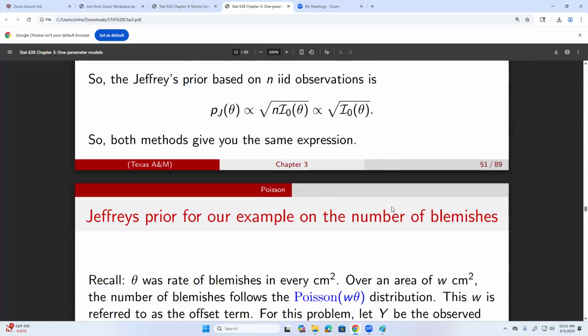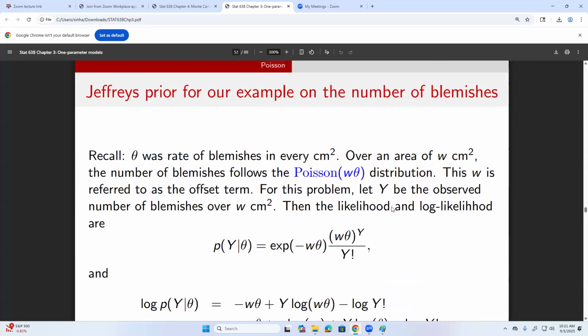So the example that we are talking about is the number of blemishes in a film, right? In a film, number of blemishes we are recording. That was the problem. And we wanted to figure out Jeffreys prior distribution for our problem. So what was our problem?